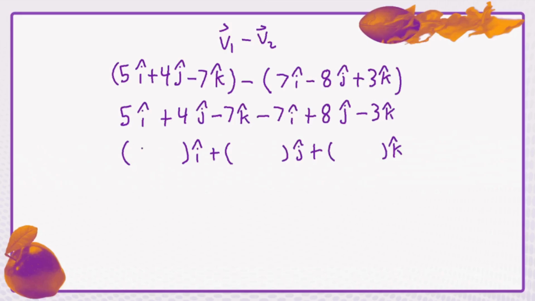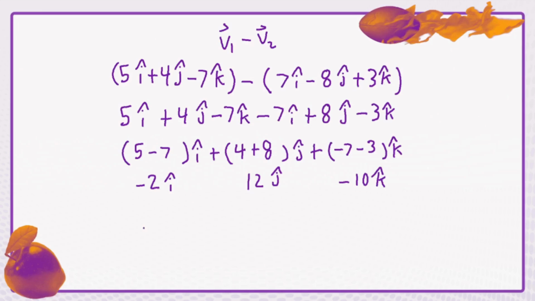So here we have 5 minus 7i equals negative 2i. 4 plus 8j is equal to 12j. And negative 7 minus 3k is equal to negative 10k. So our answer for v1 minus v2 is negative 2i plus 12j minus 10k.